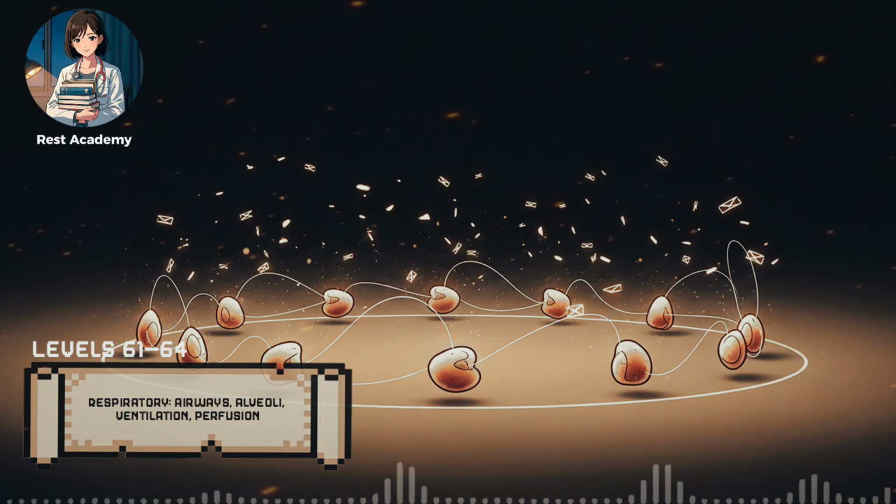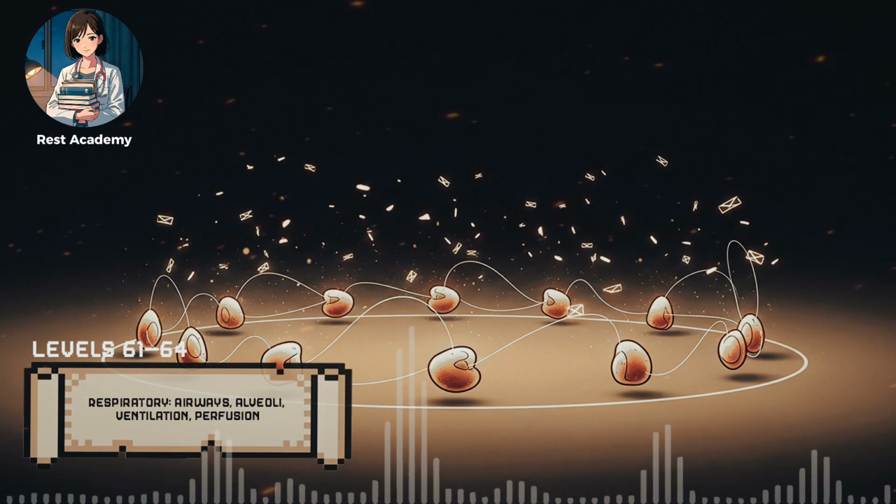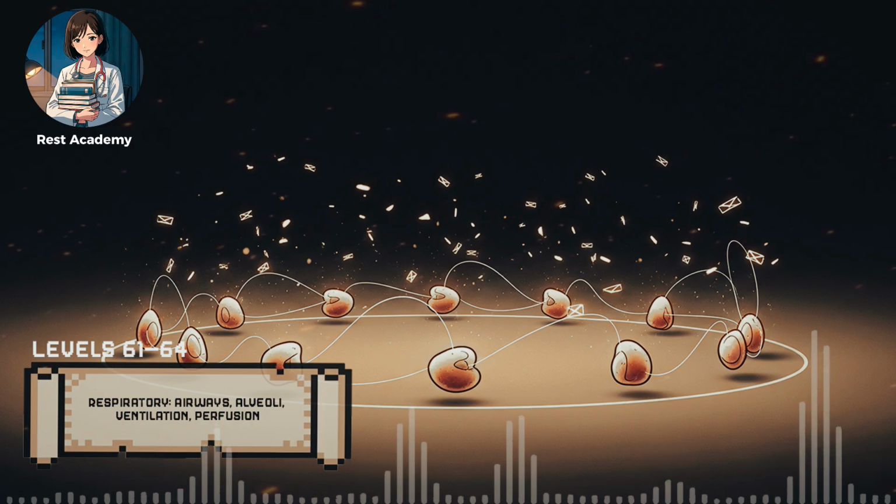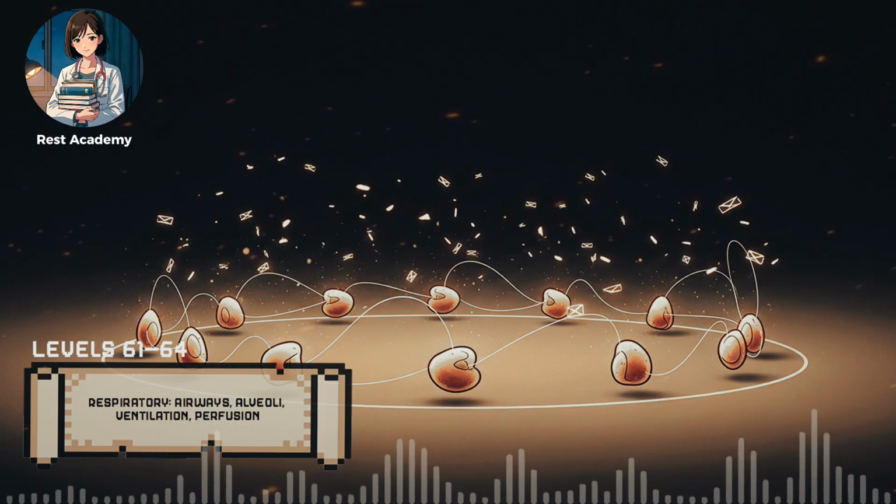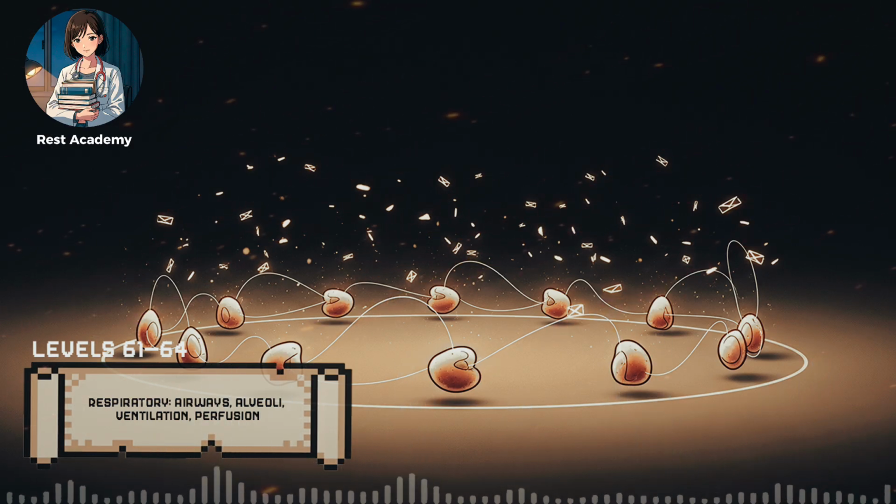Diffuse crackles and effortful breathing point to alveolar filling processes like pneumonia or pulmonary edema. In chronic conditions like COPD, prolonged expiration and barrel chest suggest airflow limitation. When hypoxia is accompanied by confusion, fatigue, or altered consciousness, urgent intervention is required to restore oxygen delivery.